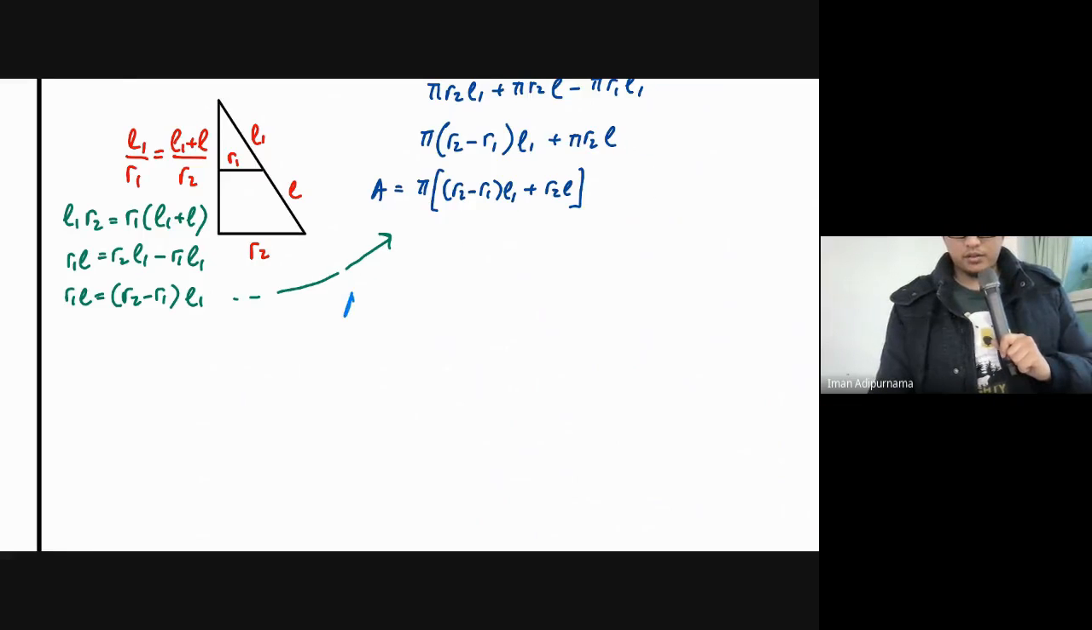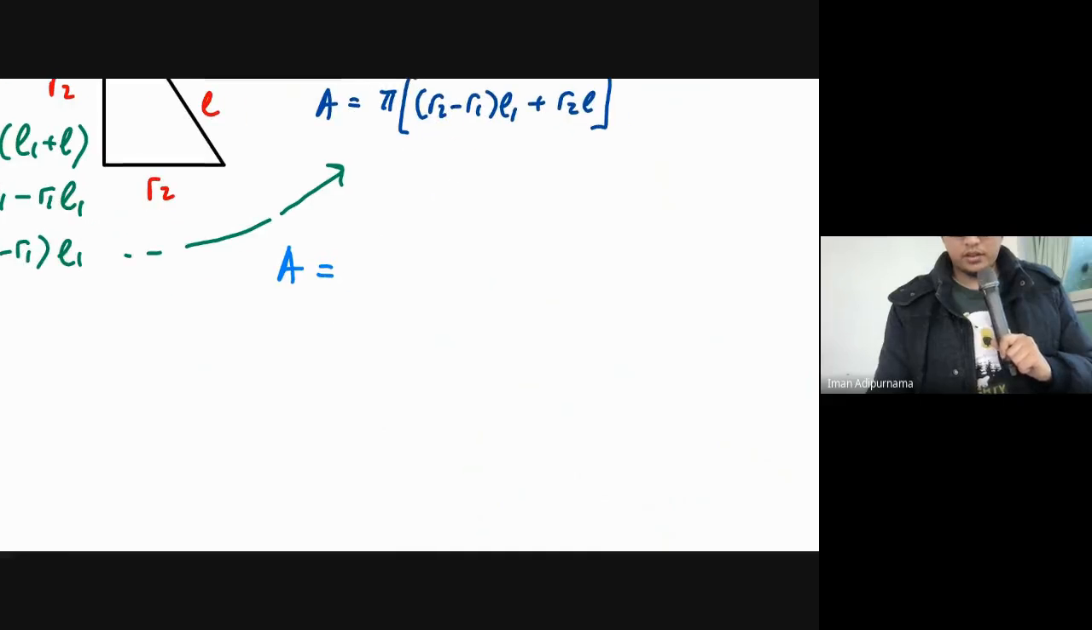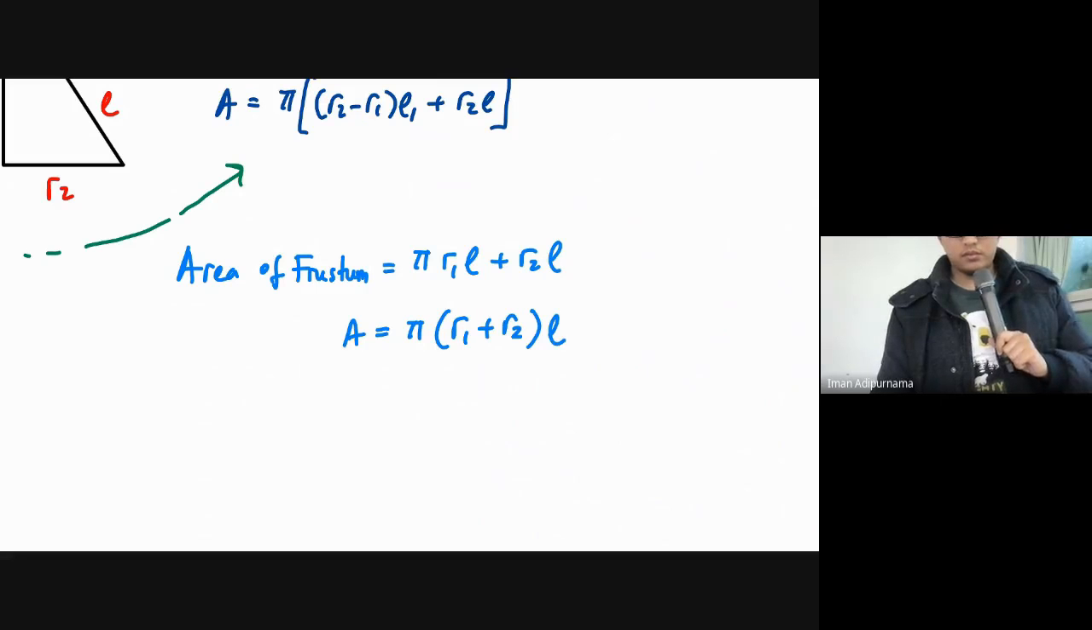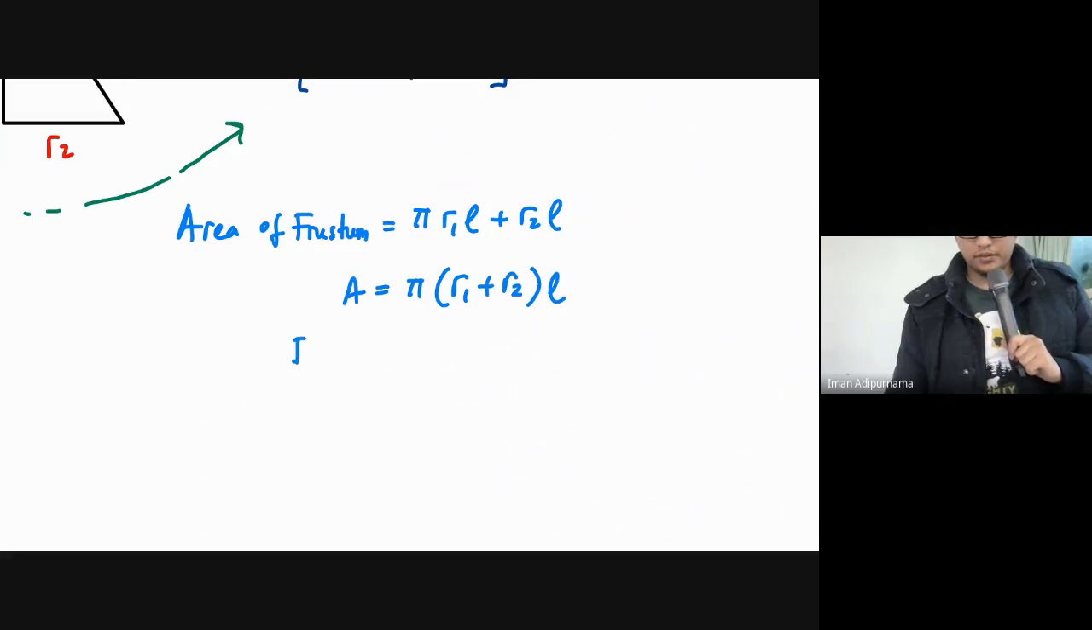So let me write the conclusion. The area, the first term, becomes pi times R1 L plus R2 L. Okay, we define R as the average radius.